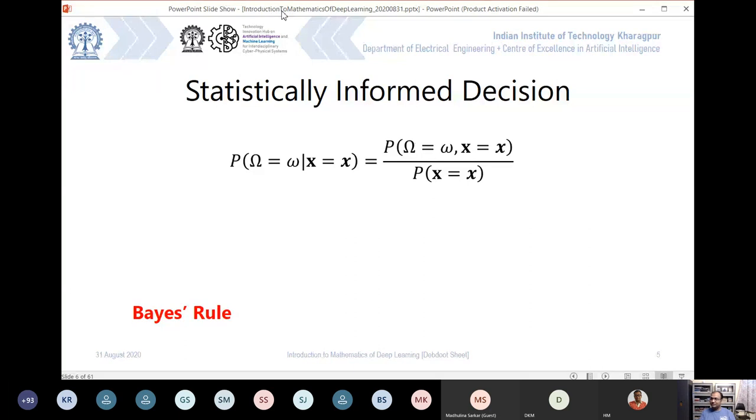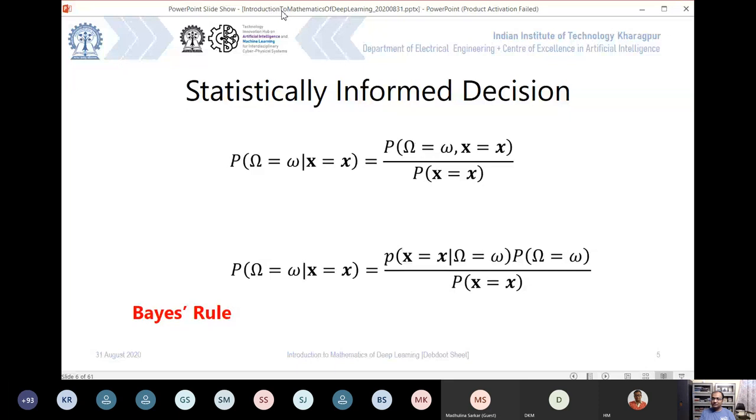Now, if you break down this Bayes' rule, it can be broken down into another simplified form over here, and the terms have different names. What you have on the right hand side is what is called the posterior probability.